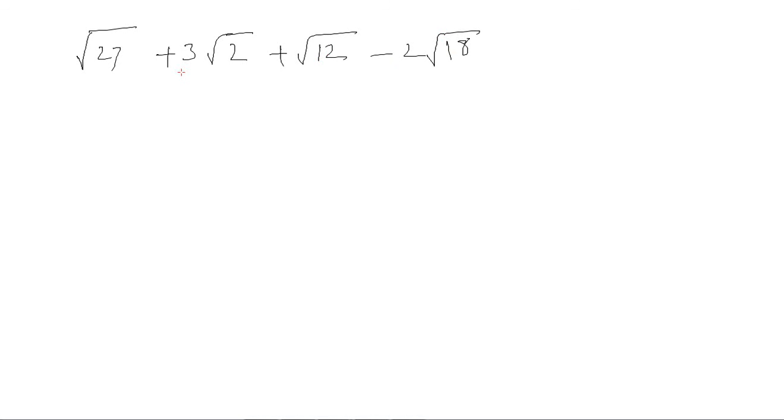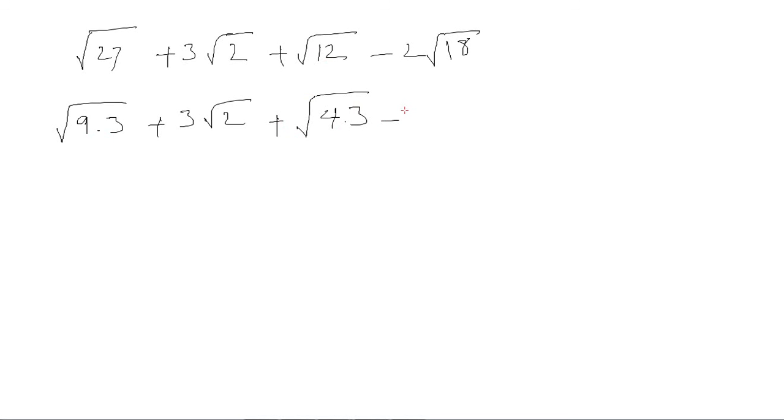Okay, I can see that 3 radical 2 is in a simplified form, but 27 can be written as 9 times 3, and 9 is a perfect square. So that's what I'm going to do. I'm going to write radical 9 times 3 plus 3 radical 2, I just carry that. 12 can be written as 4 times 3. Why 4 times 3? Because 4 is a perfect square. Why 9 times 3? Because 9 is a perfect square.